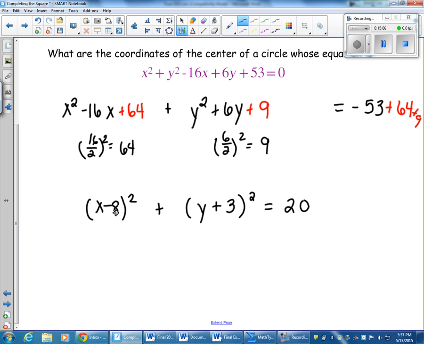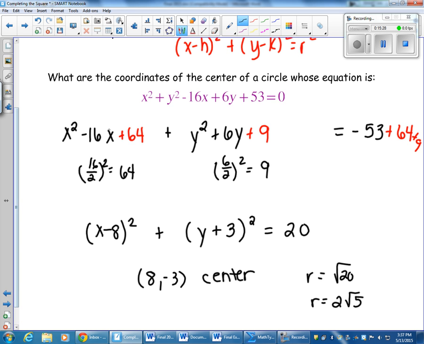So the center of the circle, remember it's opposite signs, the center is 8, -3. The radius is square root of 20, because remember this is the radius squared. In simplest radical form, that's 2 square roots of 5. Okay? So x's together, y's together, do 2 parts of completing the square. Remember to add it to the other side.